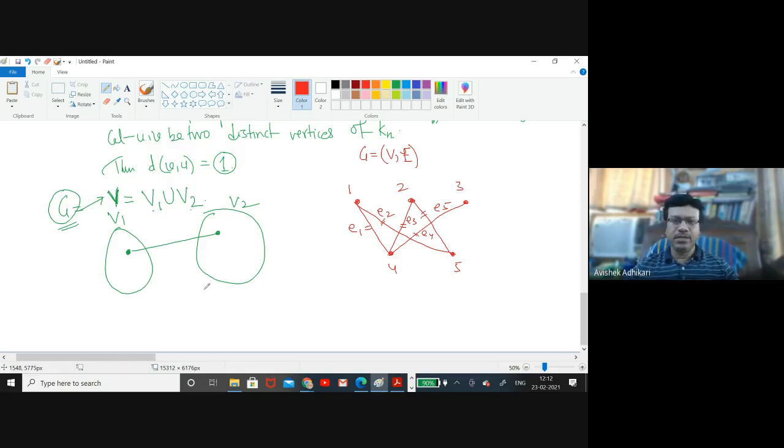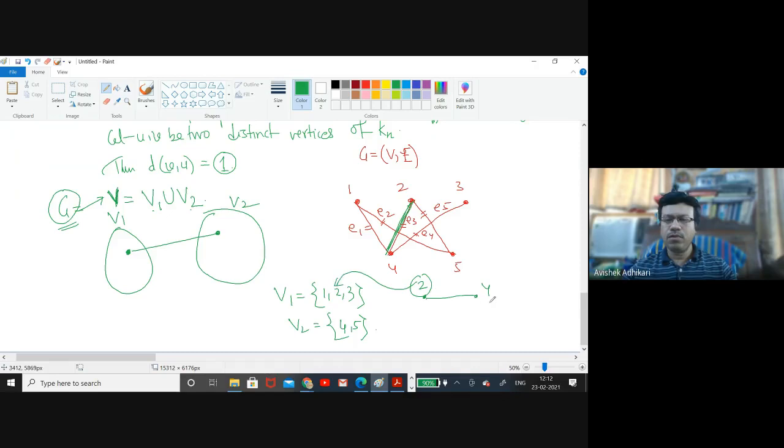Take any edge. Anybody tell me any edge? Say E3. Okay. Now I need to partition my V set 1 2 3 4 5 in such a way that my V1 is 1 2 3 and my V2 is 4 5. Now take any edge, for example E3. The two ends of E3 are 2 and 4.